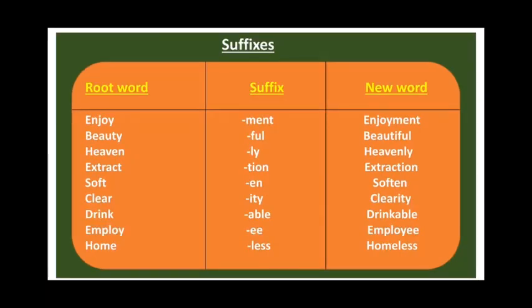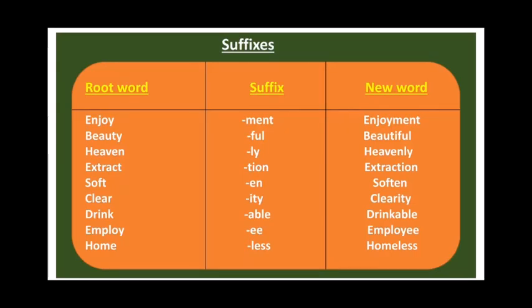Here we have a few suffixes. So the root word is enjoy. When you add ment to it, it becomes enjoyment, which is a new word. Similarly, we have beauty plus full. When you add the suffix full, it becomes beautiful. Heaven plus ly becomes heavenly. Extract plus tion becomes extraction.